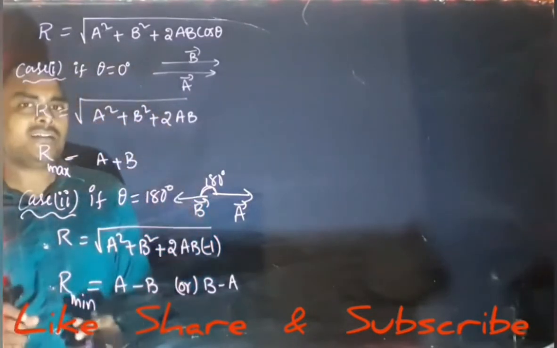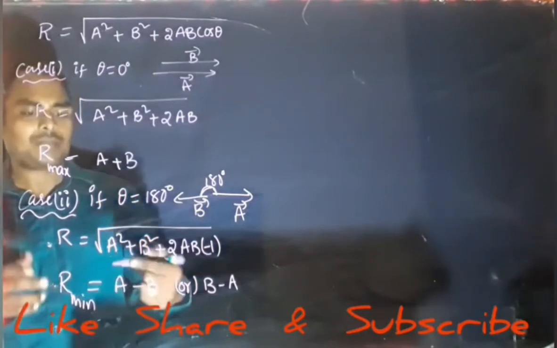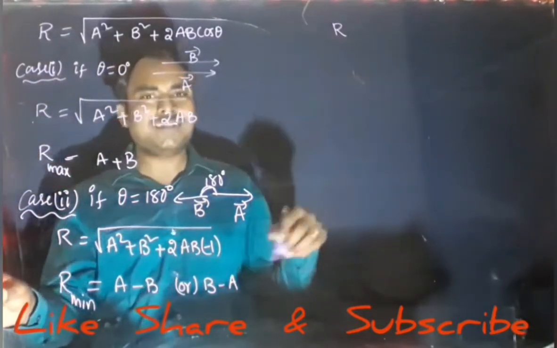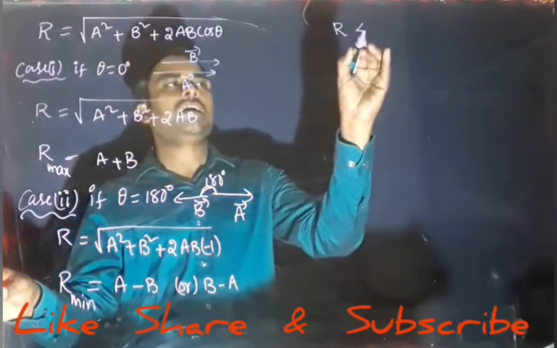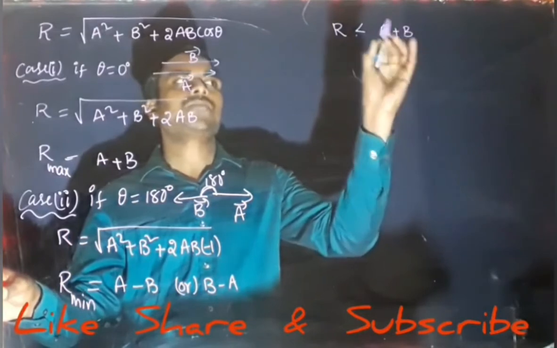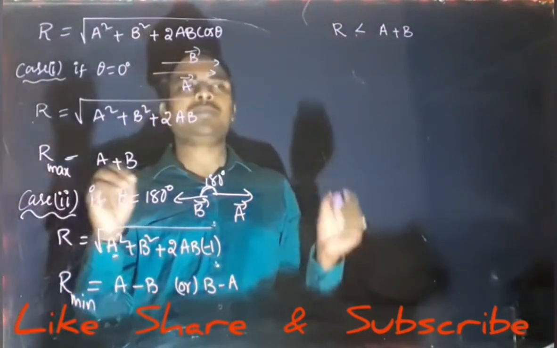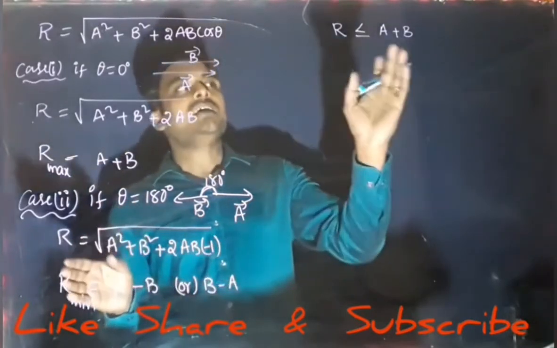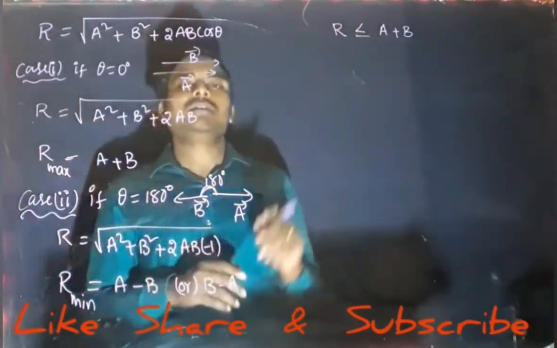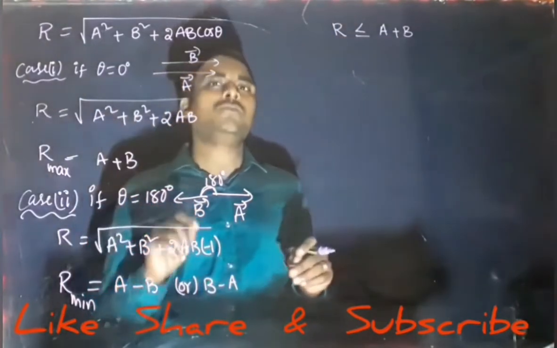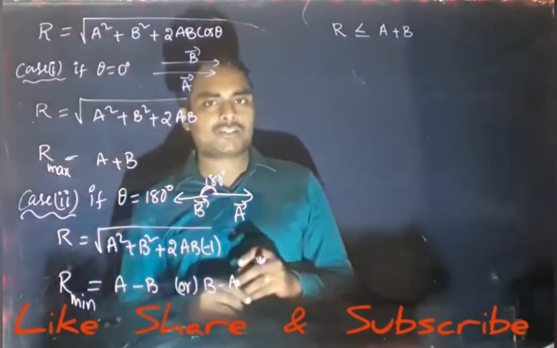Then in general you can write for R: the magnitude of R should always be less than A plus B. The maximum value of R is A plus B, so it can be equal to A plus B also. But it should always be less than or equal to A plus B. It is equal to A plus B when theta is 0, when the two vectors are in the same direction.